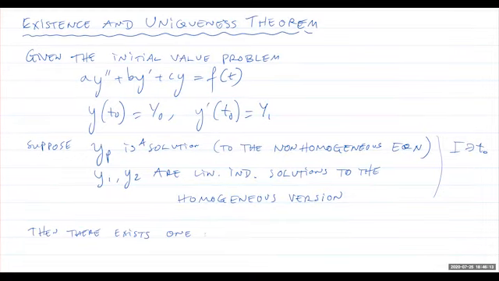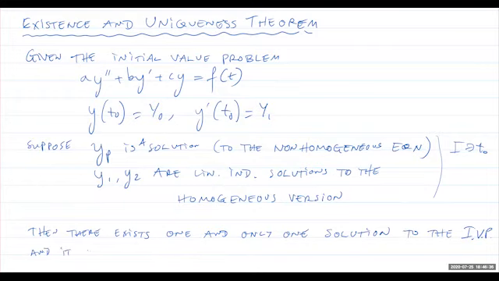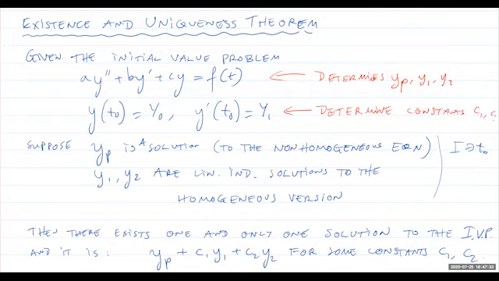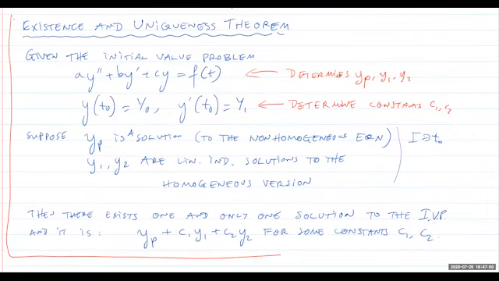Then there exists one and only one solution to the initial value problem, and that solution is y sub p plus c1y1 plus c2y2 for some constants c1, c2, and we get them out of the initial conditions. The equation gives us the yp and y1, y2. yp is for the non-homogeneous version, y1, y2 for the homogeneous version. The initial conditions help us determine what the c1, c2 are. So that's the existence and uniqueness theorem. It's important, so I'm going to box it up.